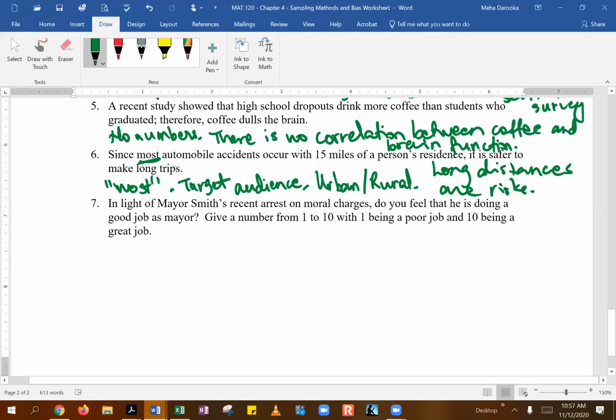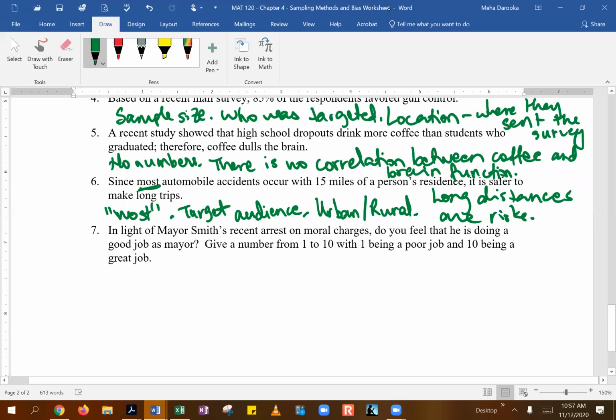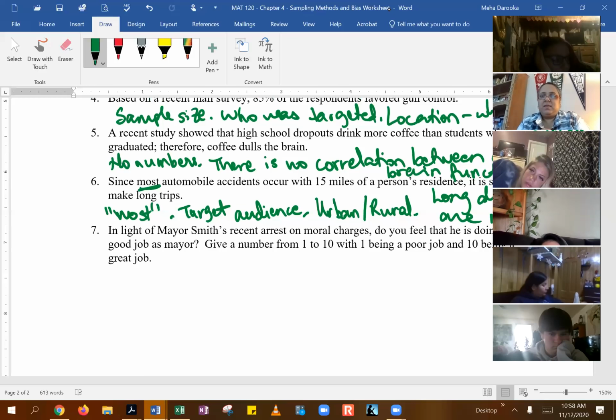Okay, last one over here. In light of Mayor Smith's recent arrest on moral charges, do you feel that he is doing a good job as mayor? Give a number from 1 to 10, with 1 being a poor job and 10 being a great job. So if somebody presented this question to you, what's the red flag? What's the bias you are noticing in this example?